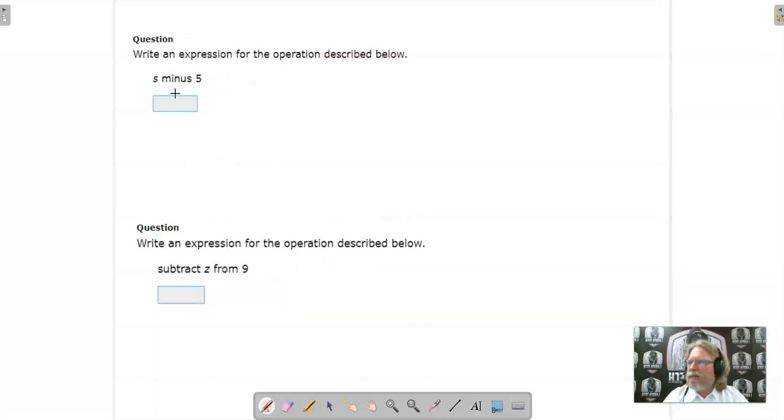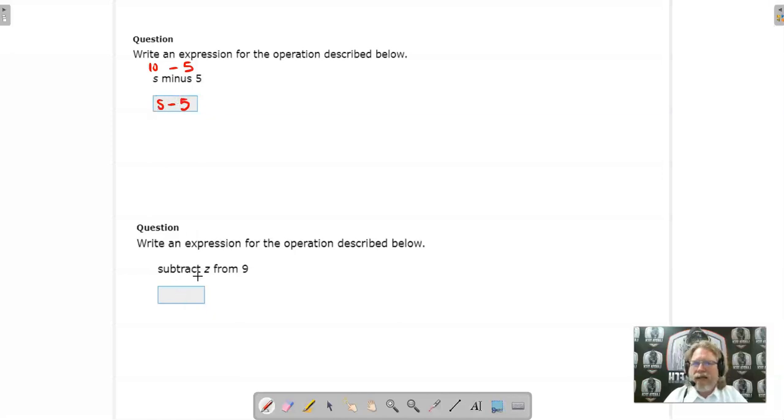This one here is S minus 5, so it's subtraction, right? Minus. And we got to figure out what are we starting with and what are we taking away. So S minus 5. Well, if we said 10 minus 5, to use an example, 10 minus 5. So we're going to put S minus 5. And I'm working real hard here to make my S's and my 5's not look the same. So that's S minus 5.